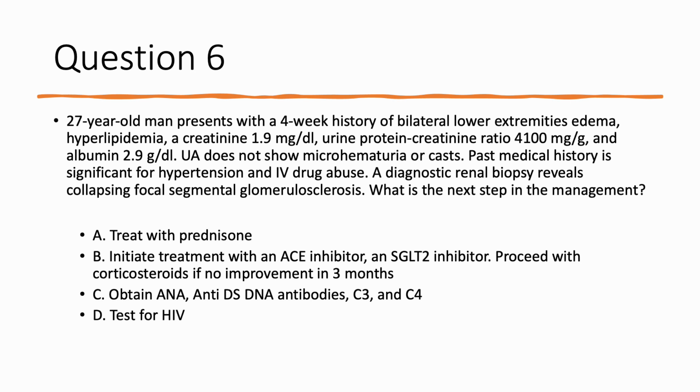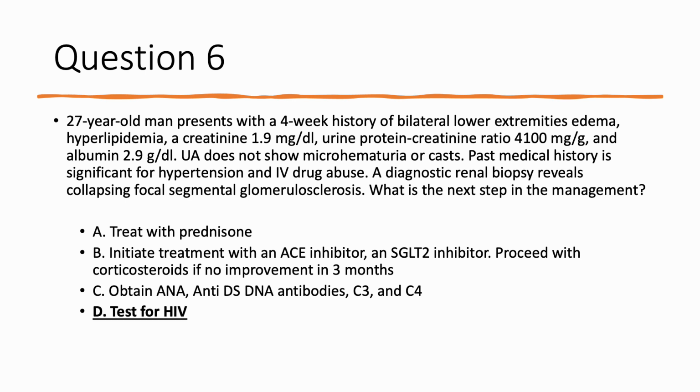A. Treat with prednisone. B. Initiate treatment with an ACE inhibitor, an SGLT2 inhibitor, like I said, canagliflozin, empagliflozin, or dapagliflozin. Proceed with corticosteroids if there's no improvement, especially in the proteinuria, in 3 months. C. Obtain ANA, anti-double-stranded DNA, antibodies C3 and C4, or D. Test for HIV. The answer is going to be on the next slide, so you can pause.